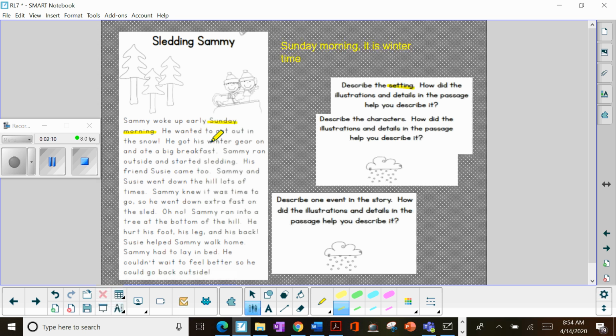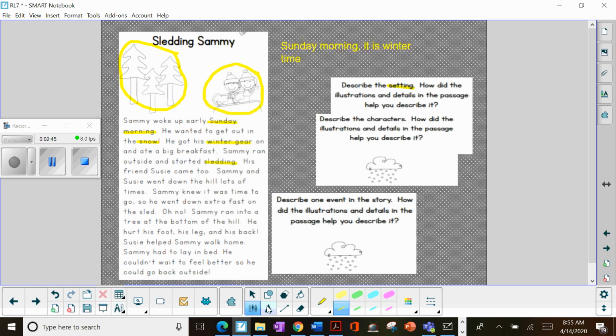And then we know because he put on his winter gear, and because there's snow, and because he goes sledding, I think those are most of the clues from the text about how I know that it is wintertime. The picture right here shows them on a sled again, and then these trees out here tell me that it's outside.